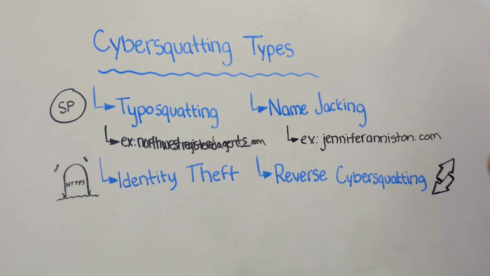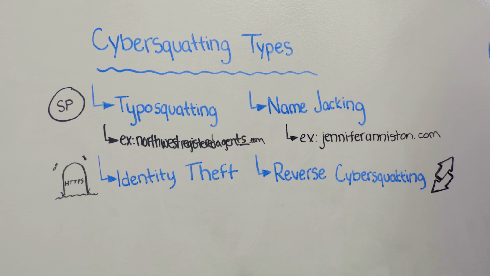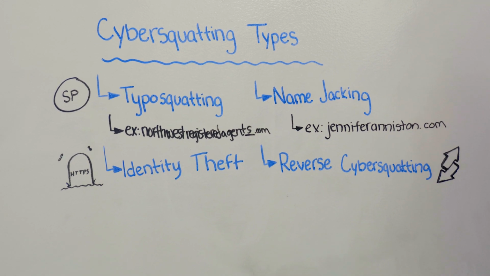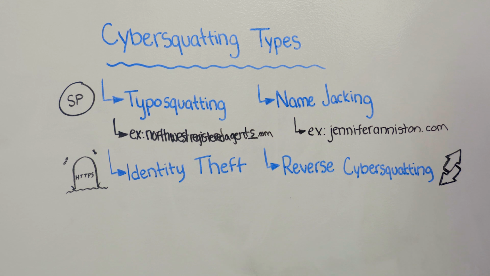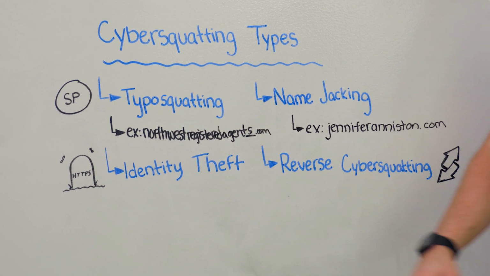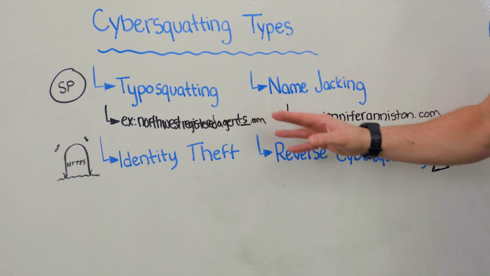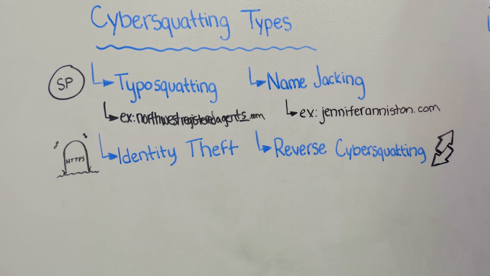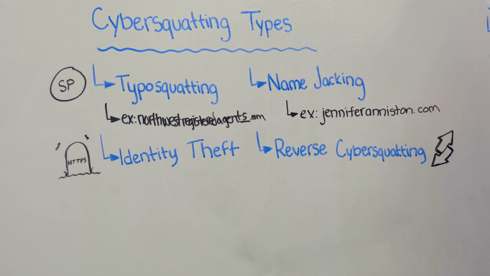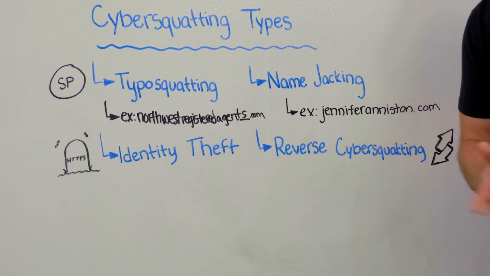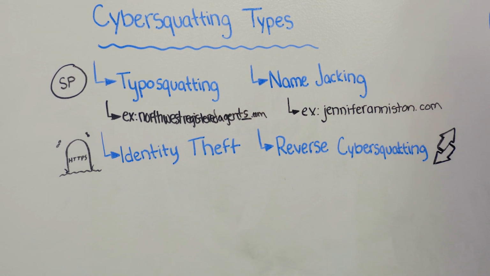So let's talk about the different types of cybersquatting. The first one we have is typosquatting. Typosquatting occurs when someone registers a domain that is very similar to a domain that is already registered. So for example, our domain is northwestregisteredagent.com. If someone were to register northwestregisteredagents.com, this could be considered a form of cybersquatting.